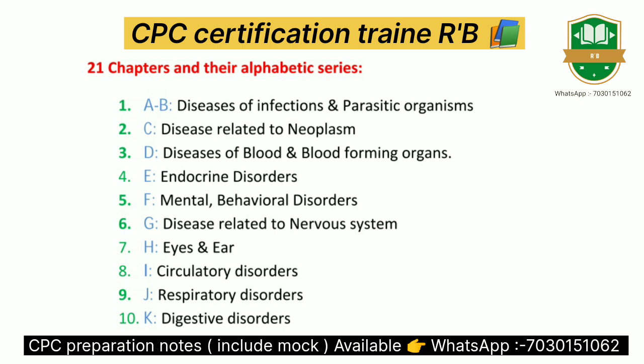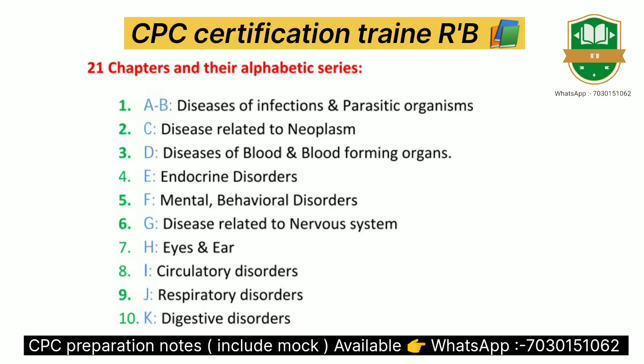Okay, then I will discuss first all the chapters, meaning the chapter name and its code series. First, diseases of infection and parasitic disease, A00 to B99. Second, the neoplasm chapter, C00 to D49. Third, blood and blood-forming organs, D50 to D89. Next, endocrine disease, E00 to E89. Then mental and behavioral, F01 to F99.